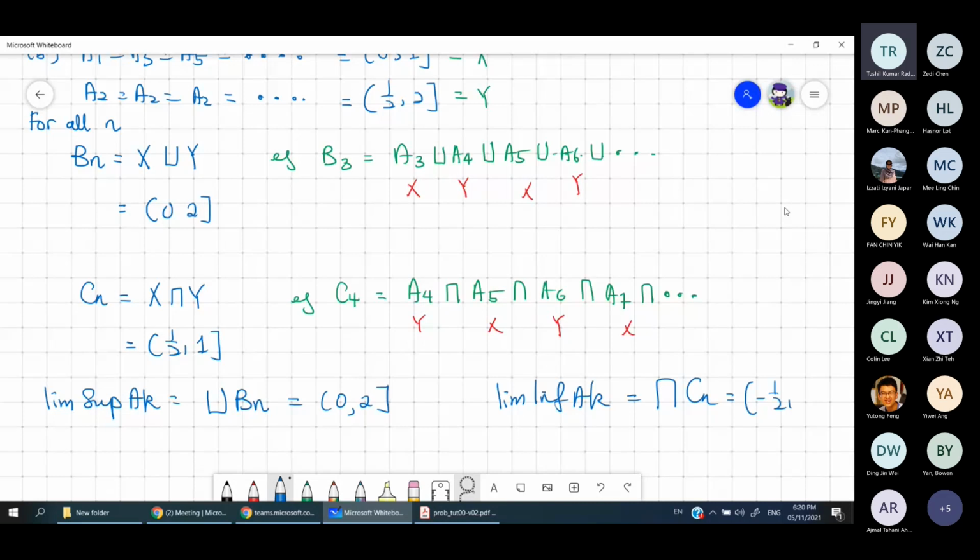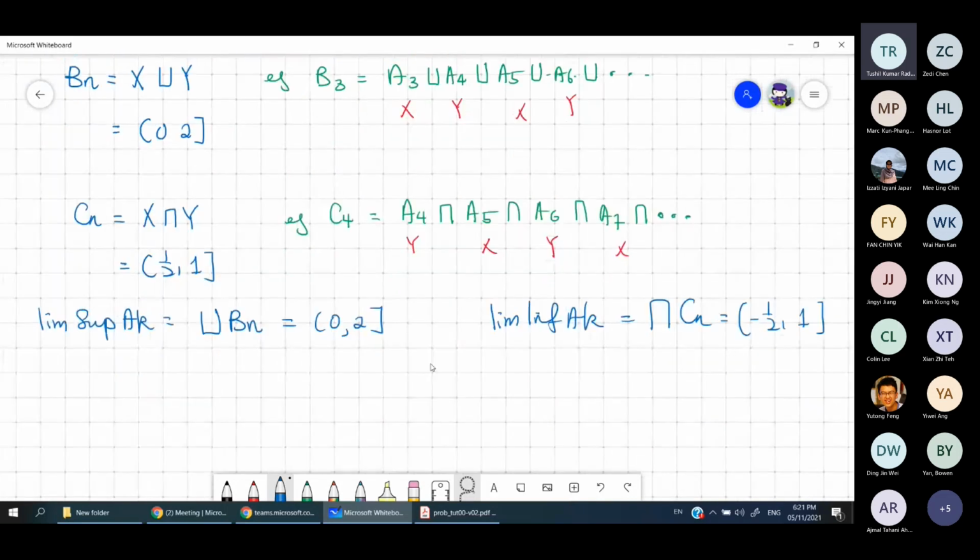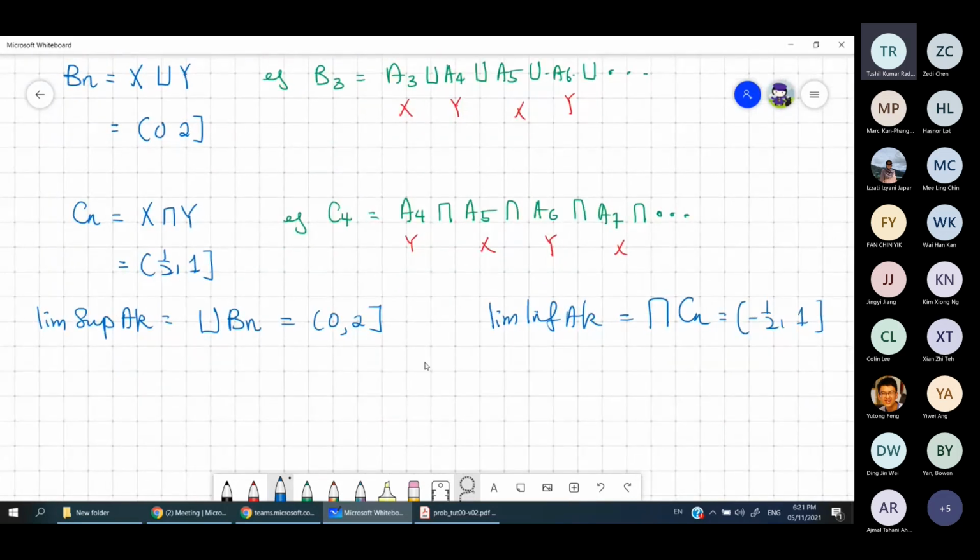So you can see these two are not the same, right? So that means in this case, the limit of AK does not exist, because these two are not the same.